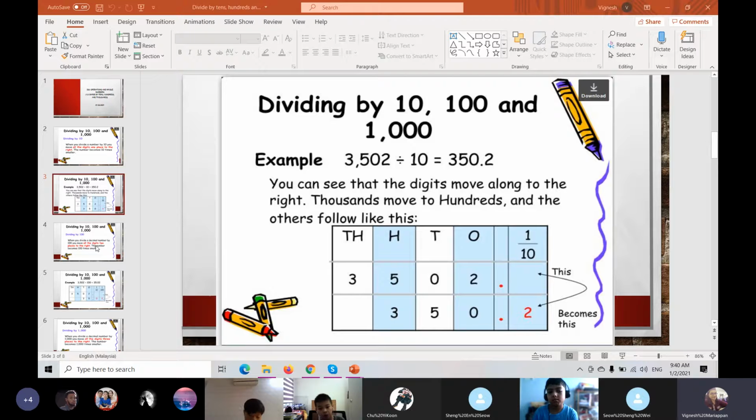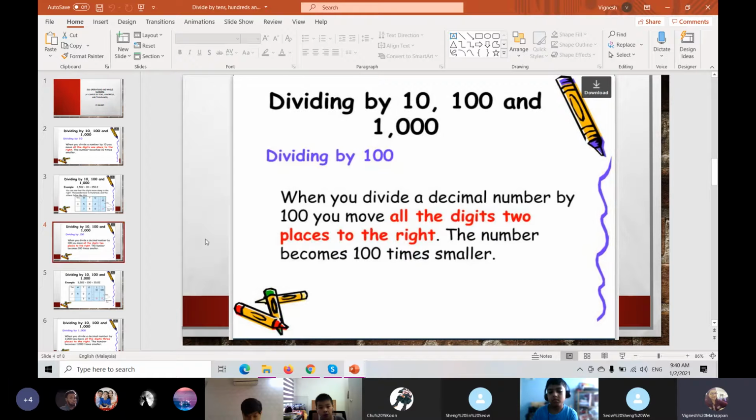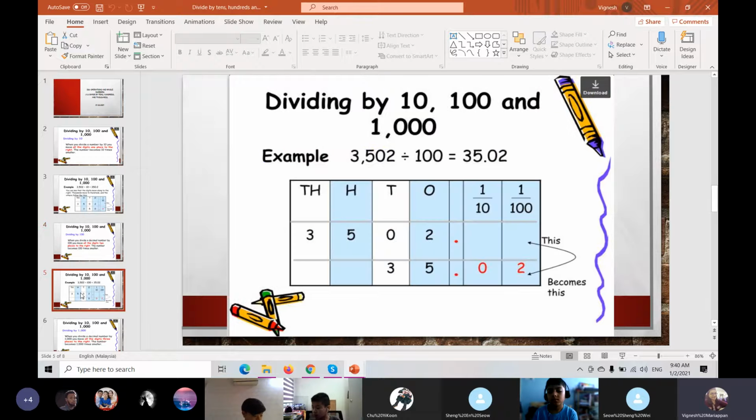Okay, now dividing by 100. When you divide a number by 100, you move all the digits two places to the right. The number becomes 100 times smaller. I'm going to show you one example here. Teacher is going to use the same number, 3502, so it is easy for you all to do.